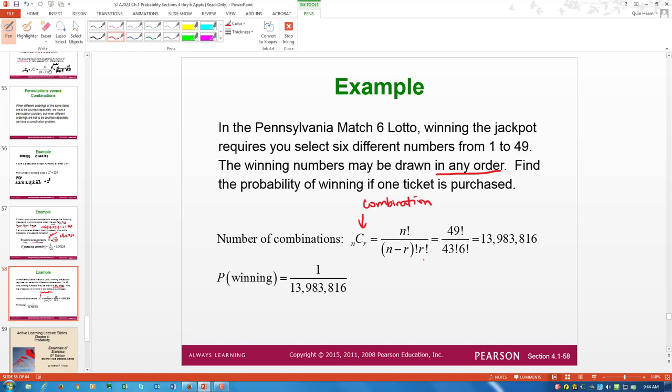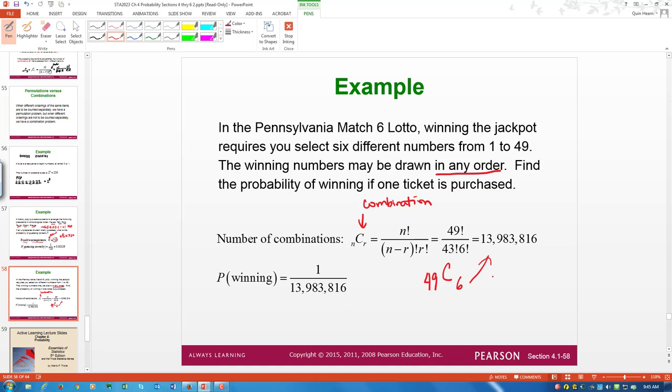All right, so here I show the formula plugged in, but I cannot emphasize this enough. You are going to save yourself a tremendous amount of time if you use the calculator function, so please make use of that. So you're just going to plug 49C6 into your calculator, and you should get 13,983,816. Okay, but that's just the first step in the problem.